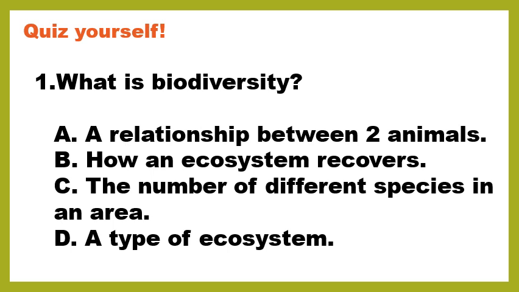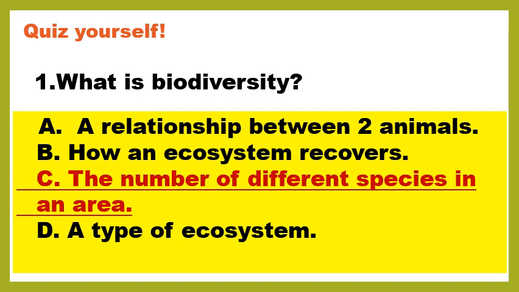So I want you to see if you can remember, what is biodiversity? Is it A, a relationship between two animals? B, how an ecosystem recovers? C, the number of different species in an area? Or D, a type of ecosystem? Give yourself 5 seconds. 5, 4, 3, 2, 1. If you need more time, pause the video.